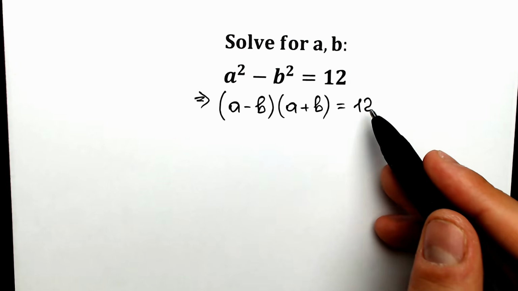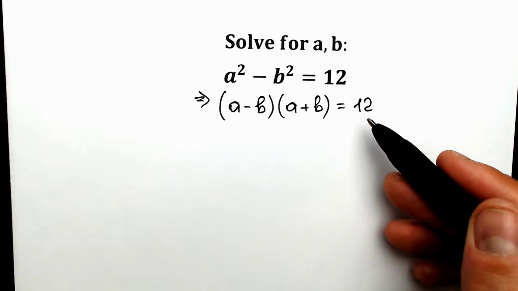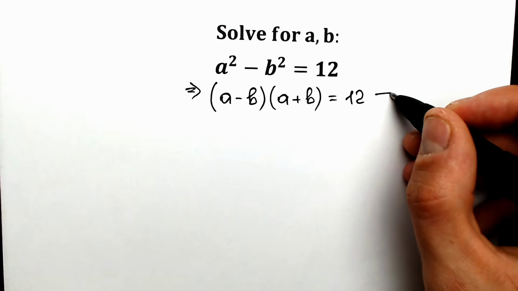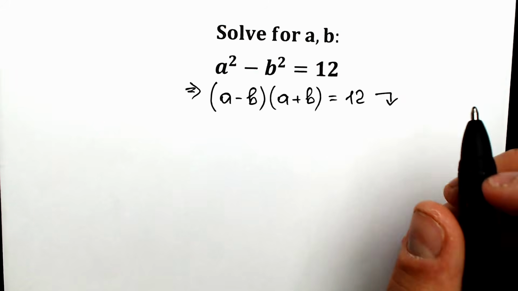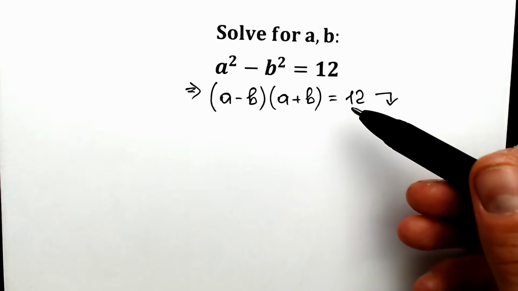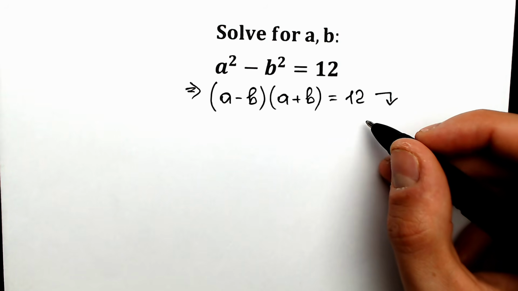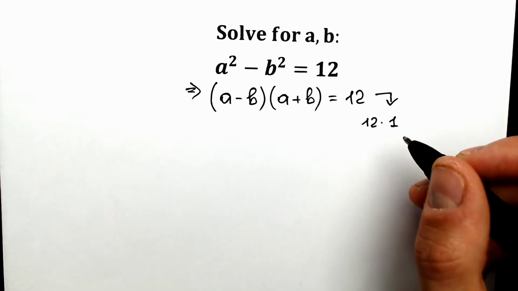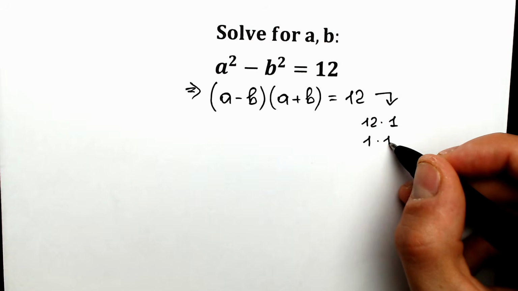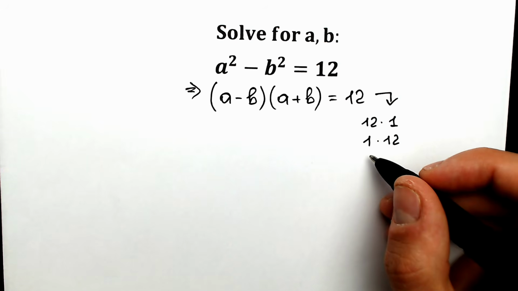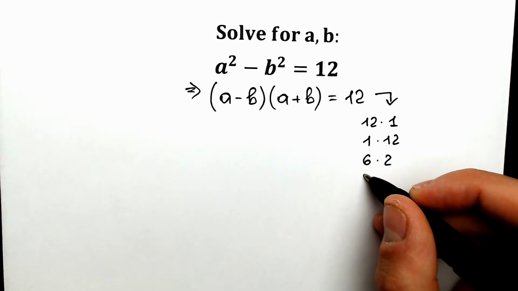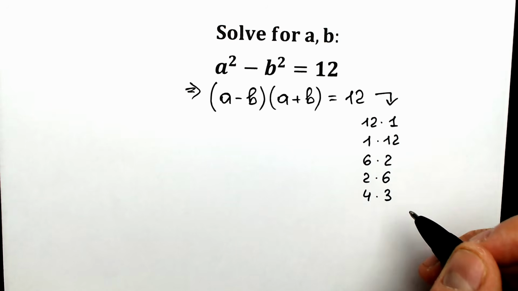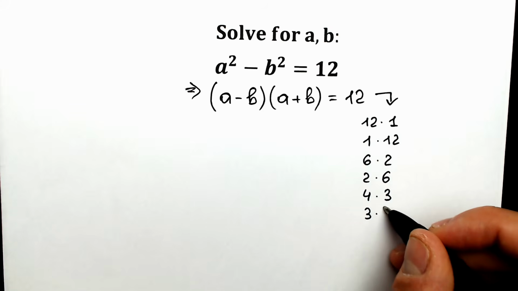That's why let's express this 12 as a product of two constants. So how can we express this 12? There are a lot of cases, but basically we will reject a lot of them in the future. So let's start with the basic one. 12 times 1, this is the first case. 1 times 12, we can express it as well. 6 times 2, we have 2 times 6. We have 4 times 3, this is our fifth case, and 3 times 4.